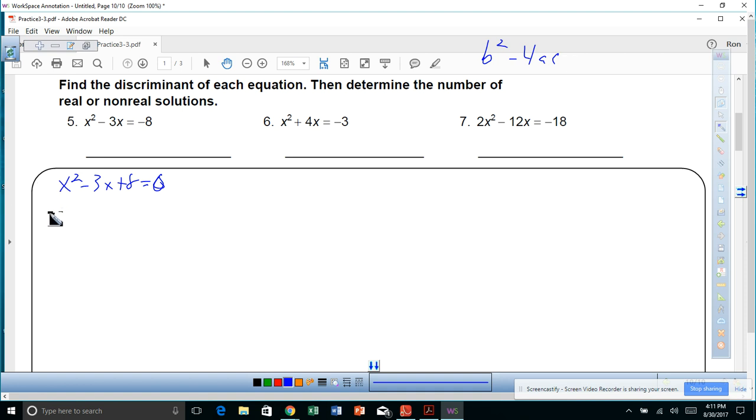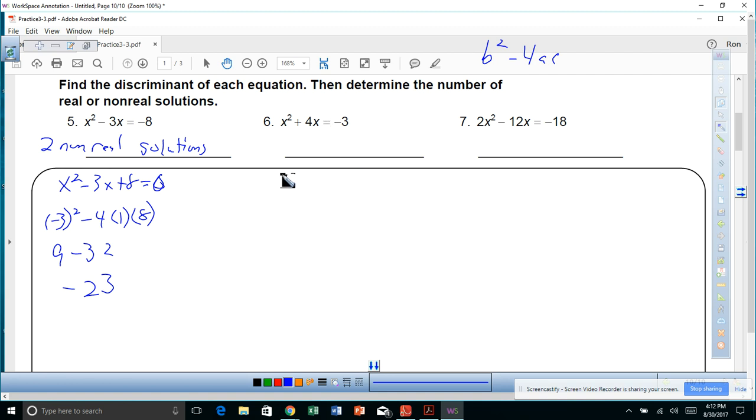So what do we got here? b squared, that's going to be negative 3 squared minus 4 times 1 times 8. Negative 3 squared, that's going to be 9 minus 4 times 1 is 4, 4 times 8 is 32. So I'm going to get negative 23. So that's going to be 2 non-real solutions.